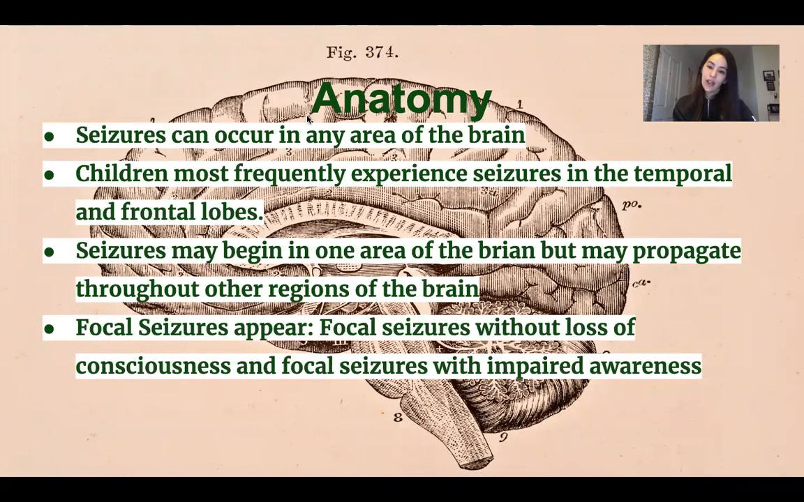So seizures occur in the brain, and they can occur in any area of the brain. Most commonly for children, it's the temporal and the frontal lobes that they experience their seizures. They can start in one area and propagate until the other areas of the brain. They can move throughout the entire brain all at the same time, or they can be very specific focal regions of the brain. And then these focal seizures appear. Focal seizures can happen without a loss of consciousness, and they can happen with impaired awareness.